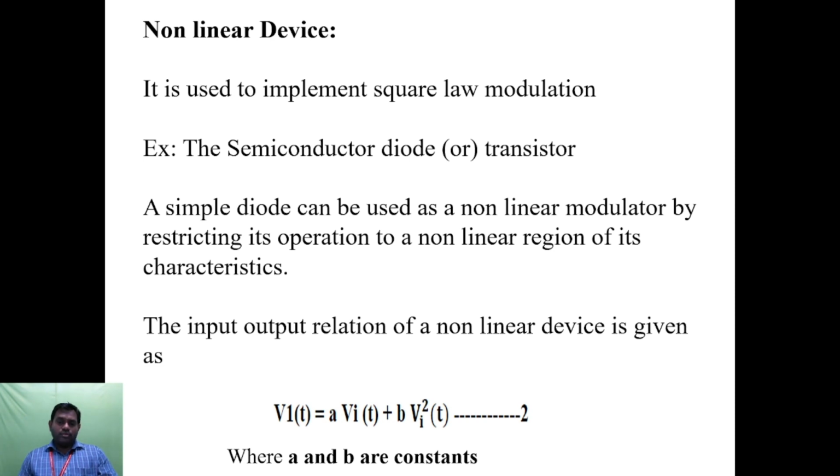A diode is a two-terminal device, as we know. So we are using the anode terminal and the cathode terminal. At the input of the diode, we apply two signals, a message signal and a carrier signal, and at the output of the diode, we get the combination of both the message signal and the carrier signal.